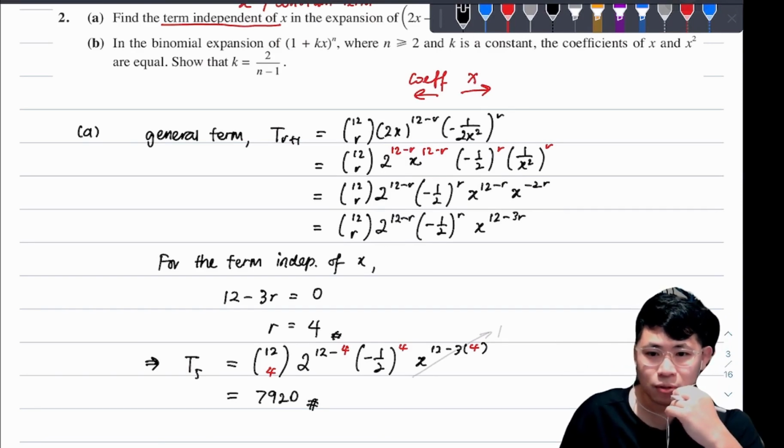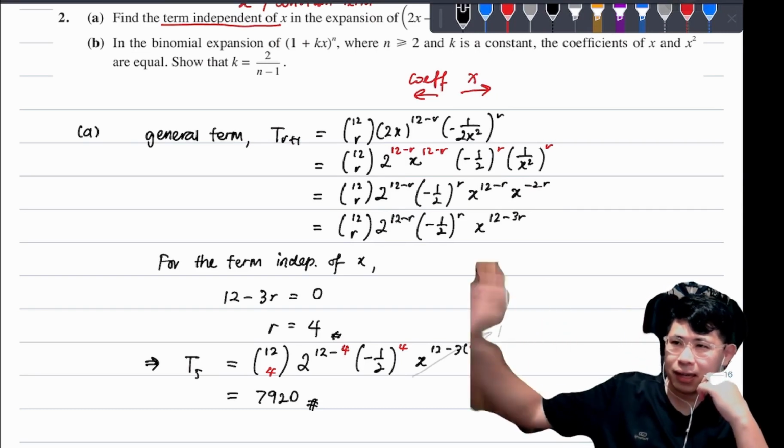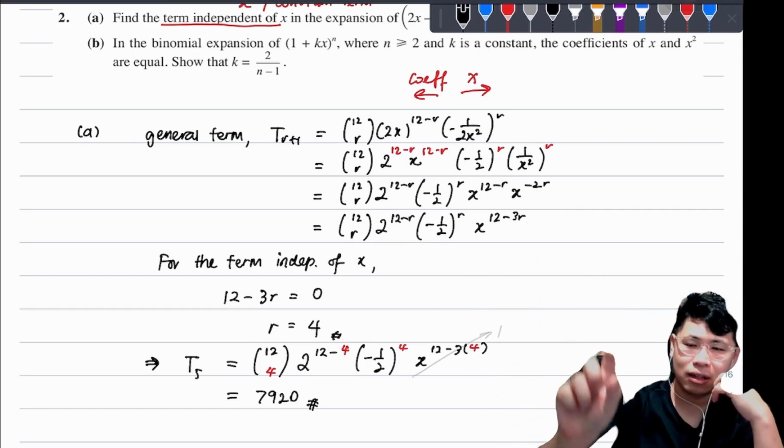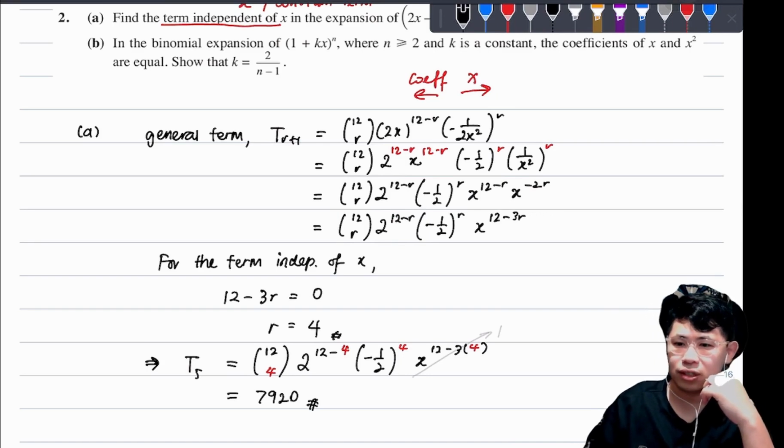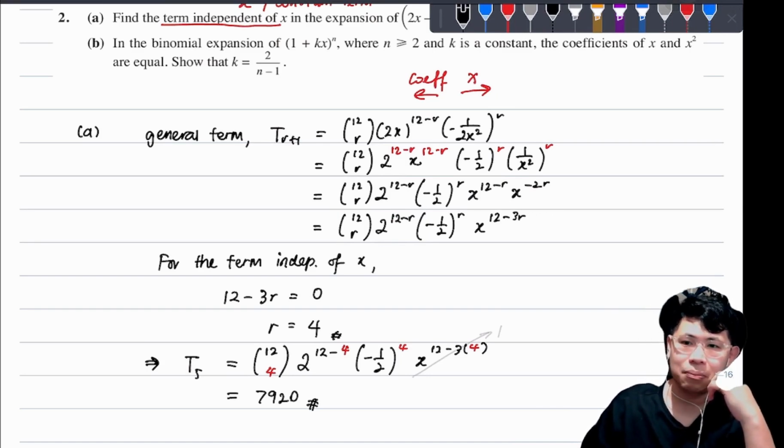Meaning there's no x. There will be something x, something x, something x, right? Then in the middle, term number 5, there will be a 7920 without any x. So that's the term independent of x.